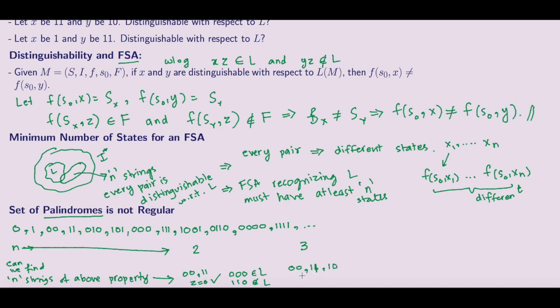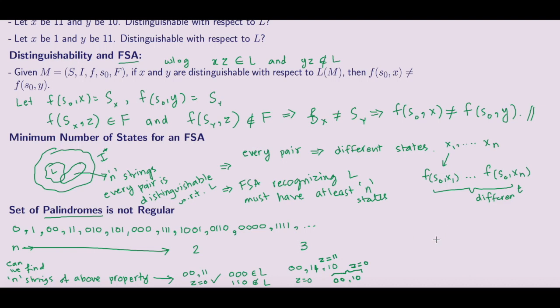Okay, now for 00 and 11, we already know that z equal to 0 works. For 11 and 10, we have to be careful. So we can say for 11 and 10, z equal to 11 will work, because 1111 is in L and 1011 is not in L. And similarly for 00 and 10, z equal to 0 will work, because 000 is in L and 100 is not in L.